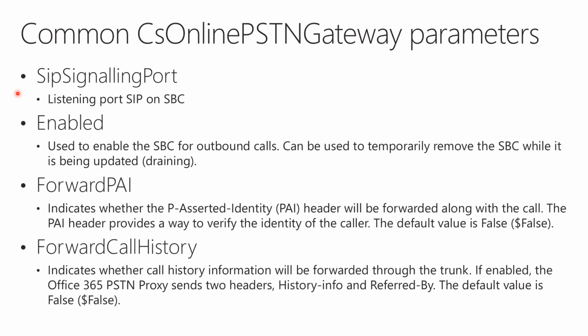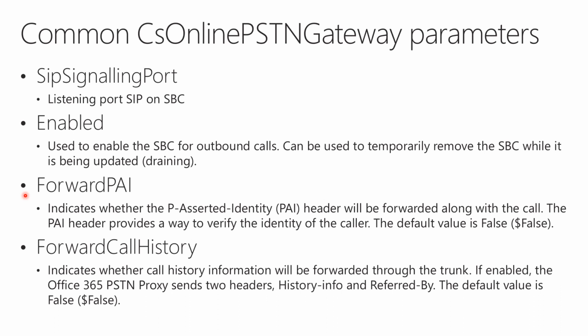This is to let us know what port the session border controller is listening on for the SIP connection, for the service to be able to make the SIP connection into. Of course, we need to tell whether this is enabled or not. These two items, forward PAI and forward call history. Forward PAI indicates whether we use the P-Asserted-Identity, which is what PAI stands for, whether this header will be forwarded along with the call.